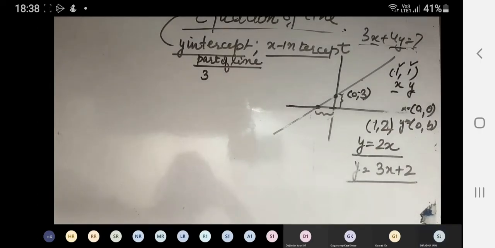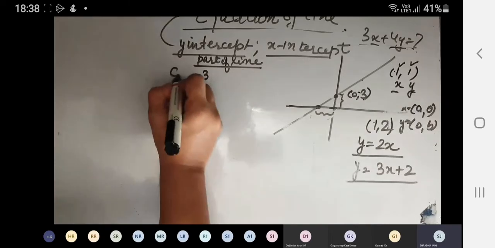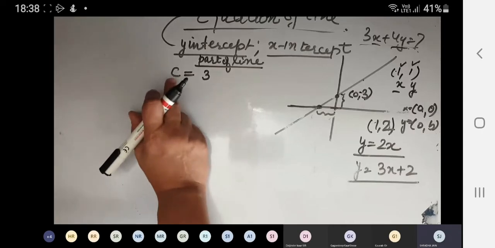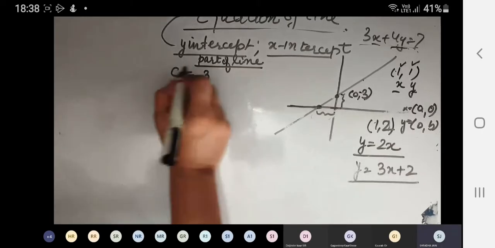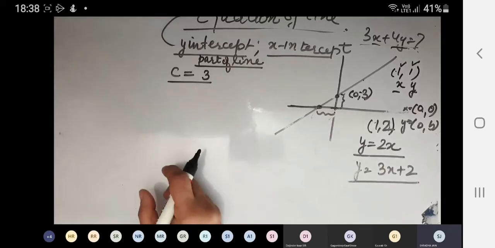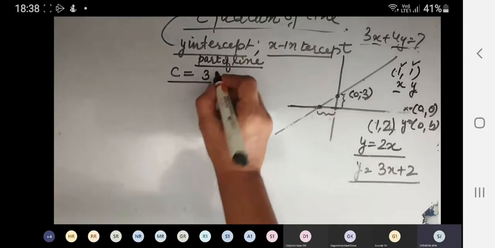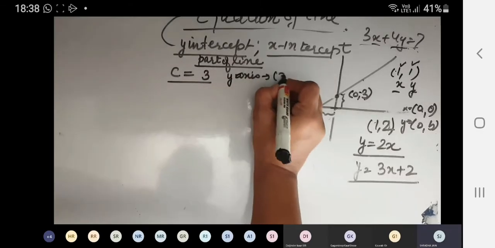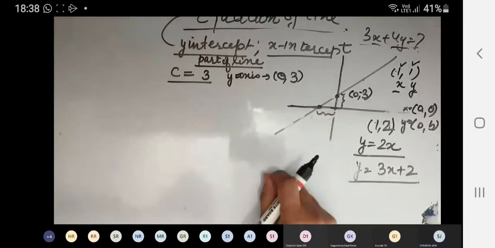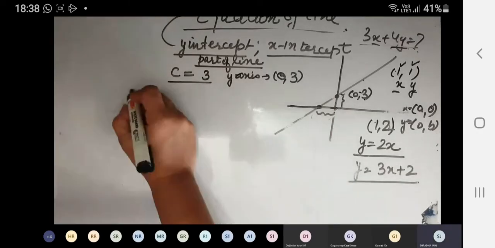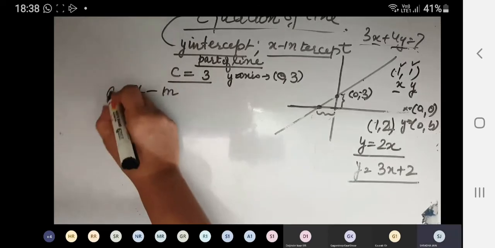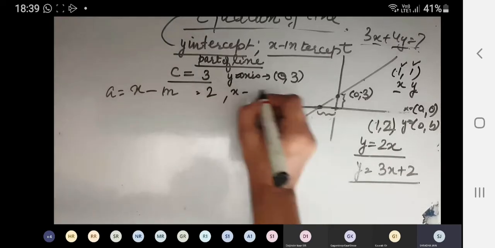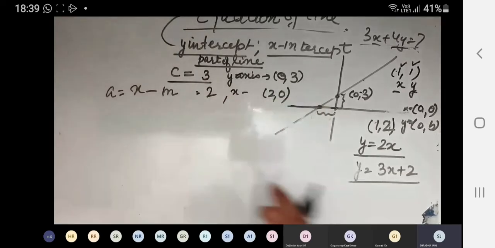Generally for y-intercept we take the letter C. The y-intercept is always denoted with the letter C. C means 3, that the line cuts the y-axis at 0, 3. Is it clear? If the x-intercept A is 2, it means it cuts the x-axis at the point 2, 0. Understood?